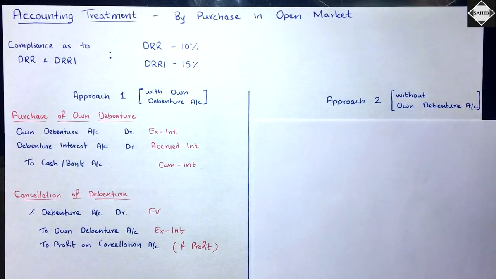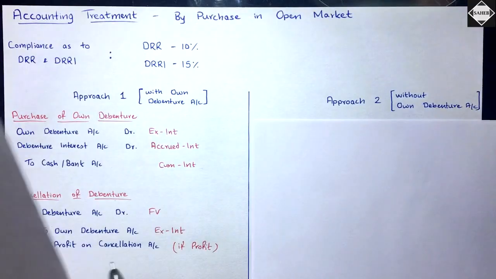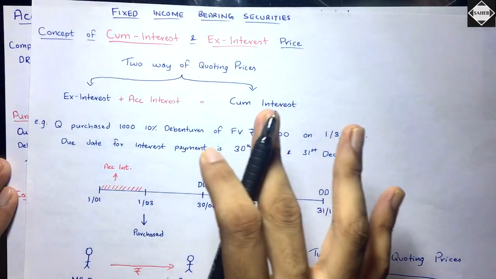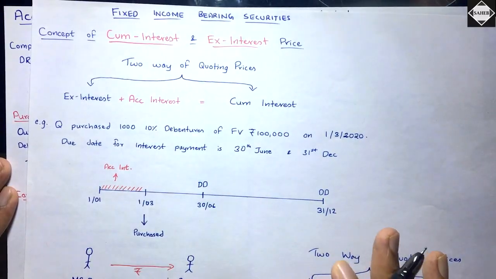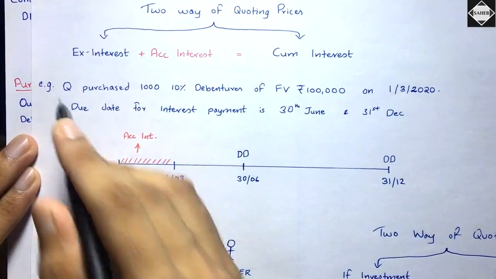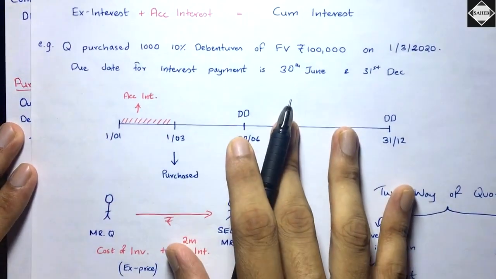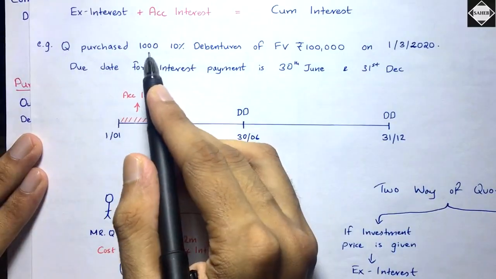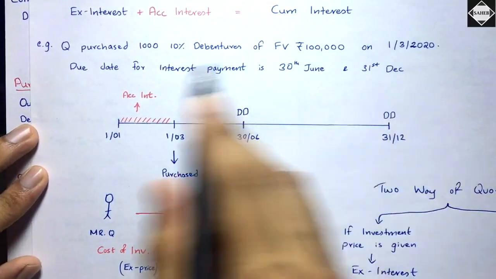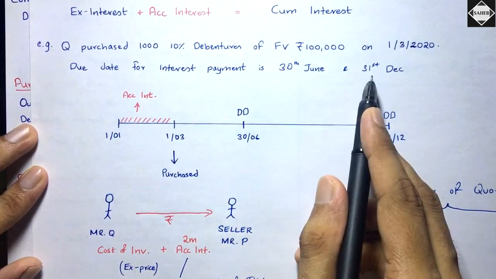I'm sure you haven't watched the first video or something. Yeah, so see, it's very simple. What happens is, take this example. Let's say, actually this slide is from the investments accounts. Yeah, so now here just think that this Q is a company, okay, not a person. Is that clear? Right. So let's understand this. See here, Q purchased 1010% debentures of face value 1 lakh on 1st March 2020. Due date for the interest payment is 30th June and 31st December.